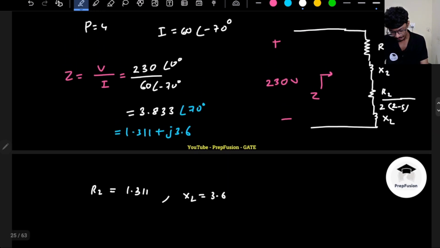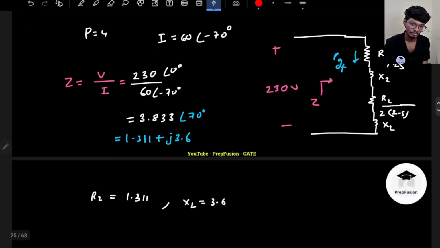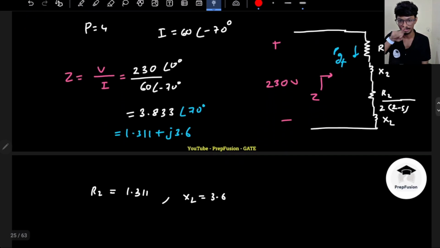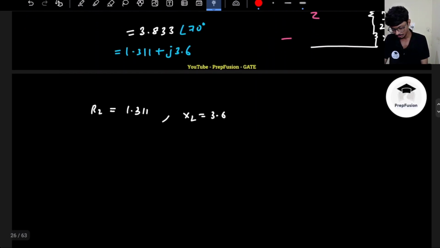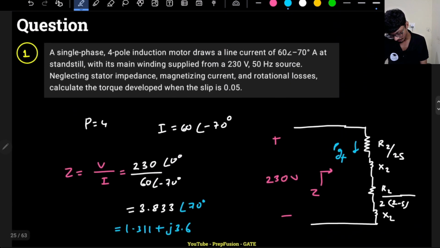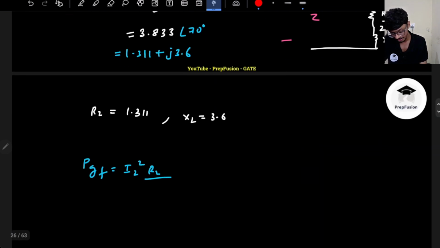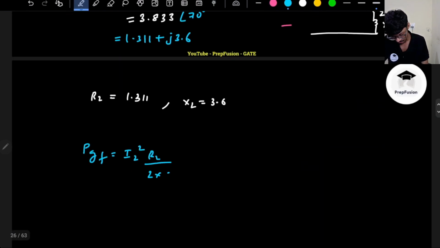So what is the air gap power of the forward field? Because they have asked me for torque, to find torque I have to find the forward field torque and the backward field torque. The air gap power of the forward field will be simply I2 squared into R2 divided by 2 into 0.05, since they are asking for the torque developed at slip equal to 0.05.